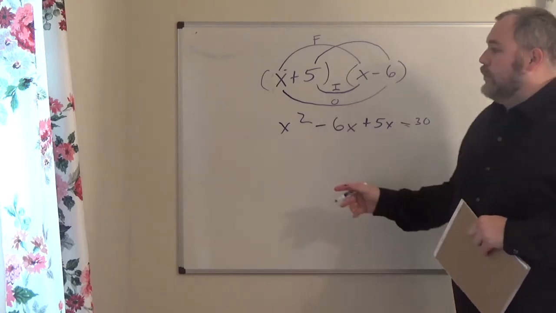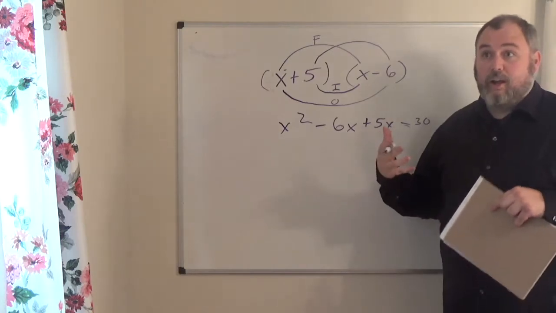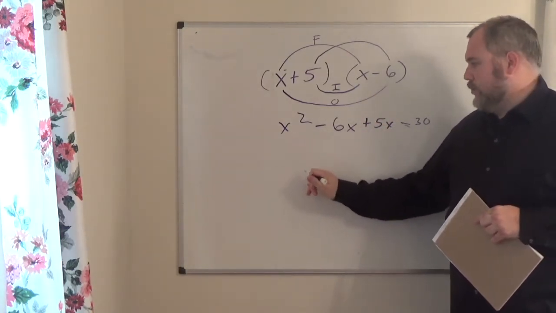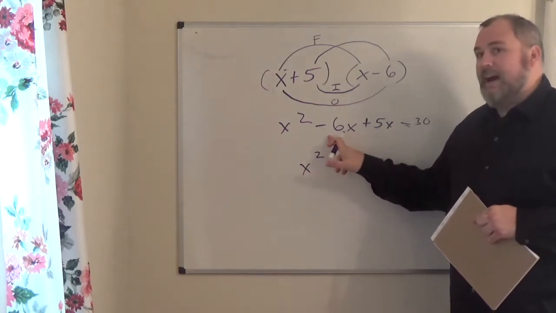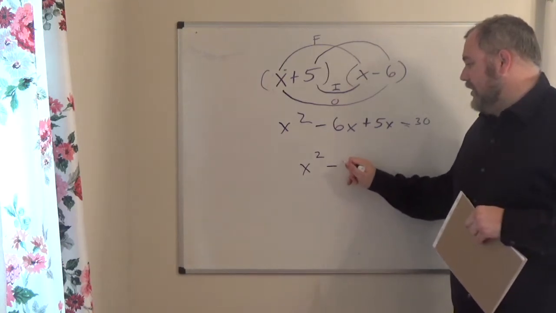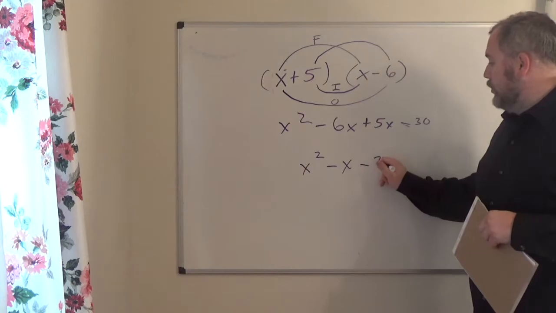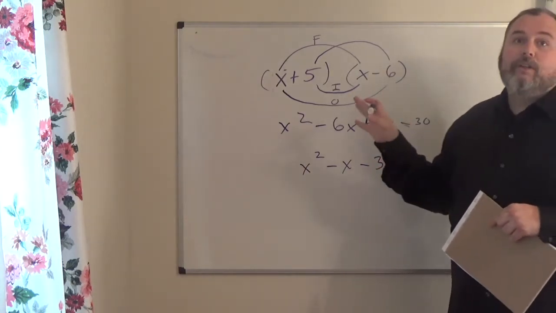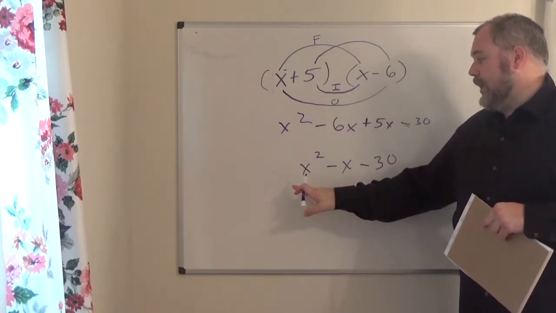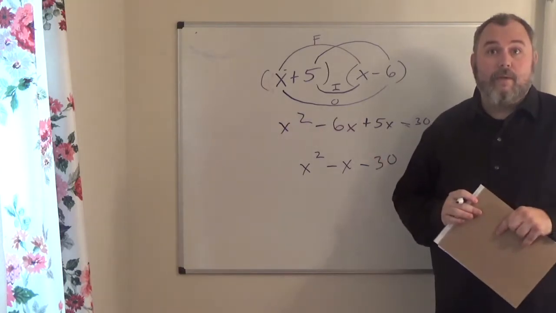So now that we've got all this done, we're going to make sure all our like terms are combined. There's nothing to combine with x squared, so we just write it down. But minus 6x and plus 5x can be combined, and we get -x. And then there's nothing to go with the -30, so we just put -30. So my original problem, x plus 5 times x minus 6, is equal to x squared minus x minus 30. This is how the basic FOIL method is done.